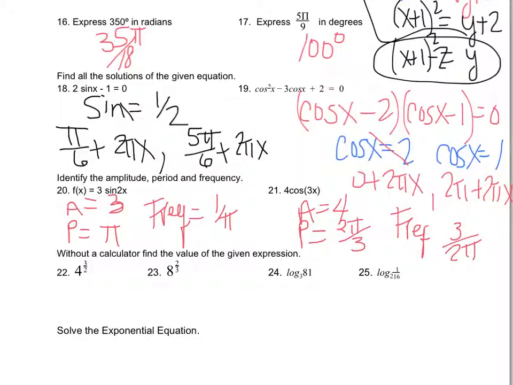It says without a calculator, find the value of the expression. You take the small number first. If you recall, this number is the square root or the cubed root or whatever you're looking for. It's the root. So you take the square root of 4, that's 2, and then you use the power, which is the number on top. So 2 cubed is 8. Number 23, the cubed root of 8 is 2, and 2 squared is 4.